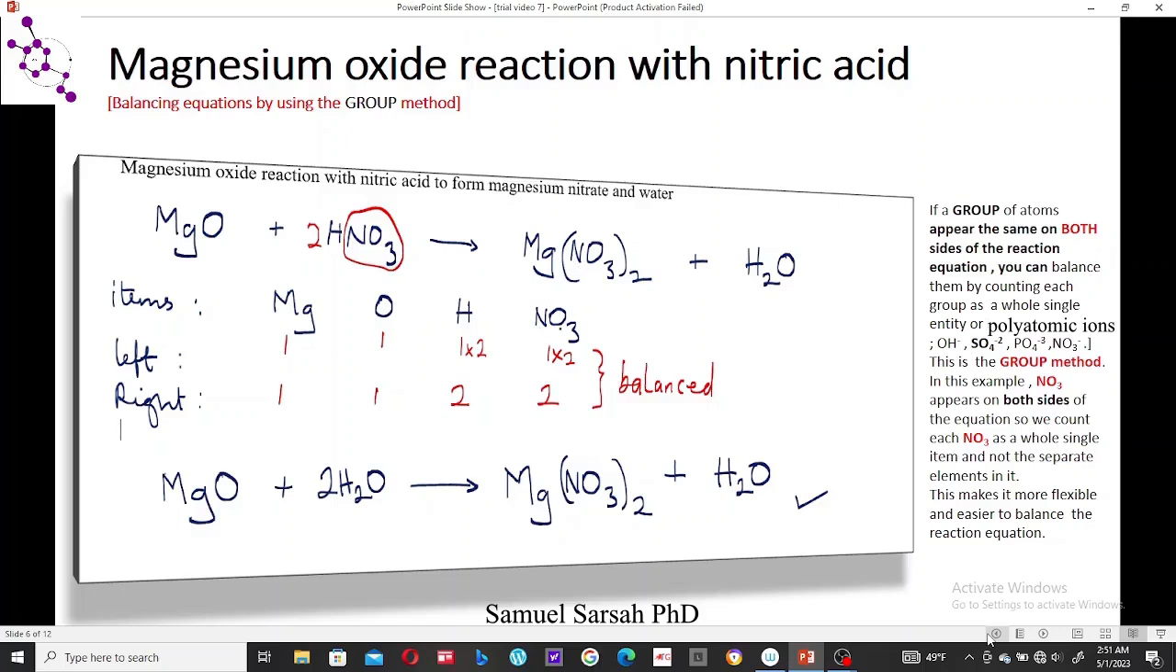So that's the reason why we group them together this way, and this made the balancing so easy. There is another way where you can even split this water H2O into HOH, but because we don't have OH on the left side, we cannot use that method. Okay, so we are done.